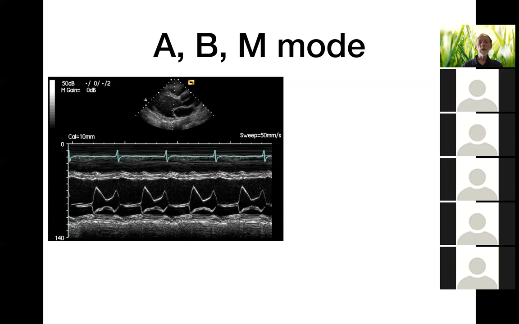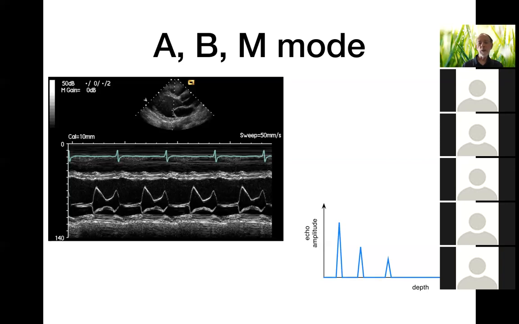The A mode image is ridiculously simple. This is a diagram of it. The idea is that, again, the beam is stationary, but this time the display simply is going to plot echo amplitude as a function of depth.